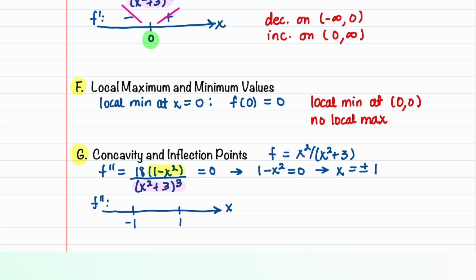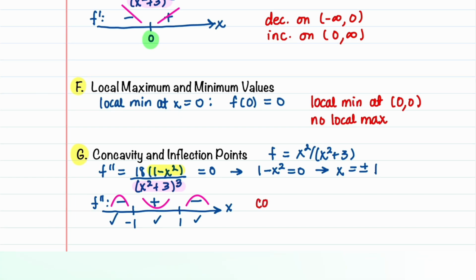If we let x be in this region, say x is negative 2, then f double prime is going to be negative. In this region, we could say x is 0, so it's going to be positive. And then in our right region, if we say x is 2, it's going to be negative. This tells us that our function is then concave down, concave up, and concave down in those regions. Let's go ahead and write that down.